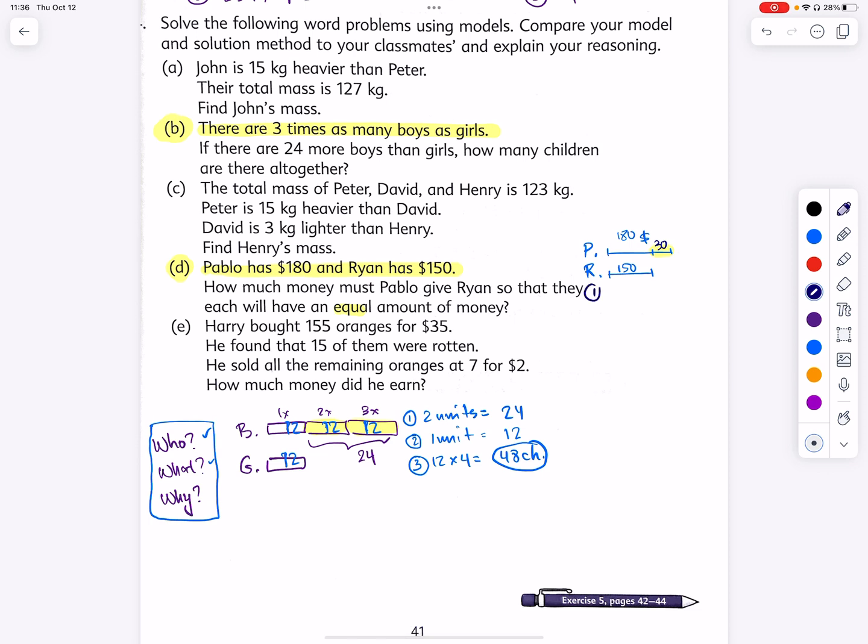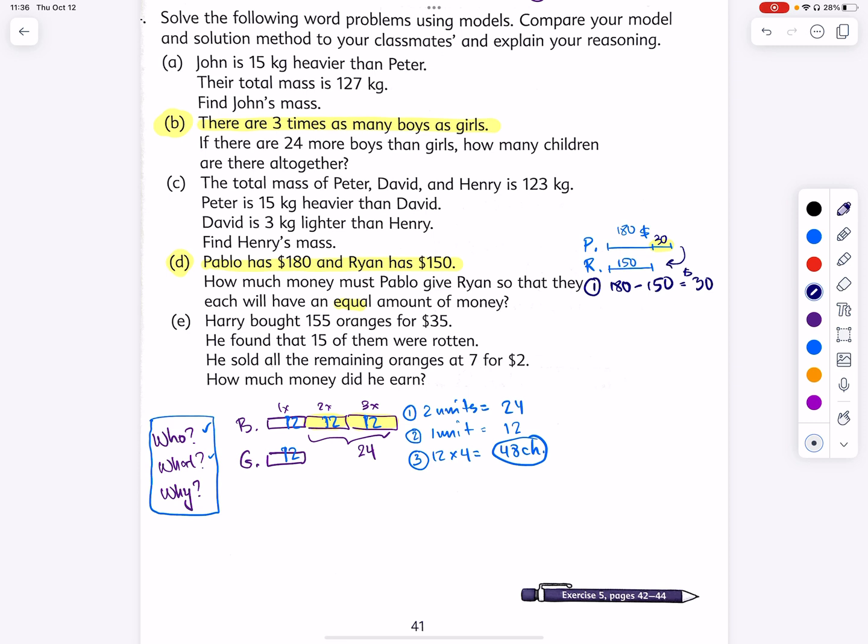So I can say step 1, 180 minus 150. Of course, I don't even need to write it for you guys. You're fifth grade, you know. There's a $30 difference. Now, what do we do with this difference? How much money must Pablo give to Ryan? Well, let's take this difference, split it into equal parts, and give Ryan half of that. So 30 split into 2 parts, $15. He needs to give him $15.